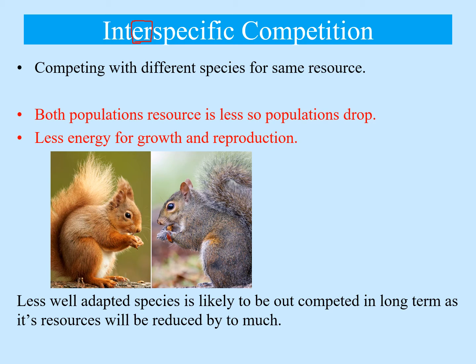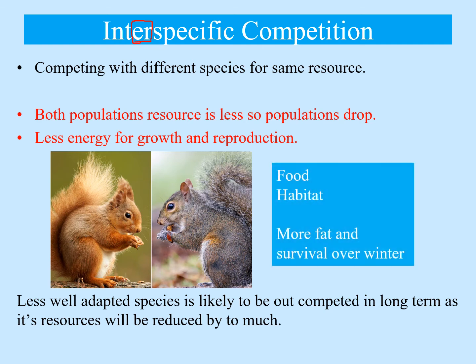However, what will generally happen is that one of the two species will end up being less well adapted to the situation, and therefore it will be outcompeted in the long term because the resources for that species will be reduced by too much. An example of this happened in the UK between two different species of squirrel, the red and grey squirrel.